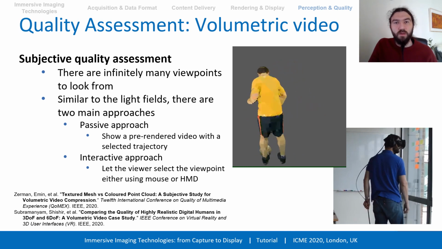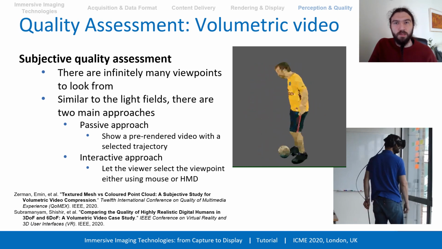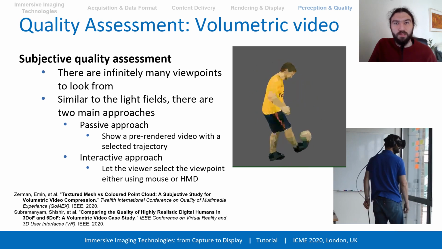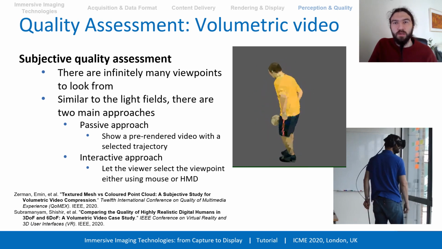This reduces the variation between different participants by making sure that all participants see the same thing. But on the other hand, it prevents people from exploring some other viewpoints in different time frames. The second interactive approach instead lets the viewers select the viewpoint of their choosing, either using a mouse or some other interactive methods, or wearing an HMD.